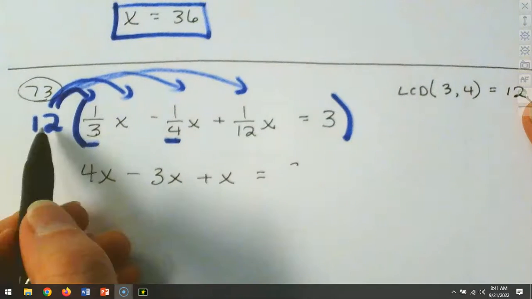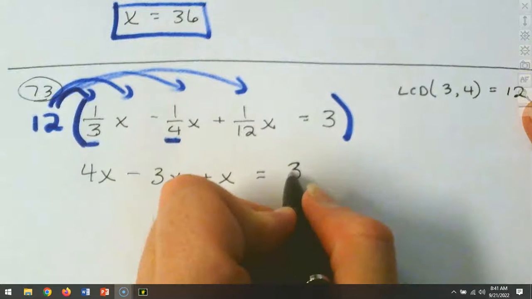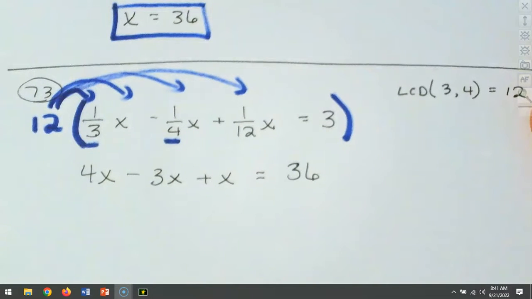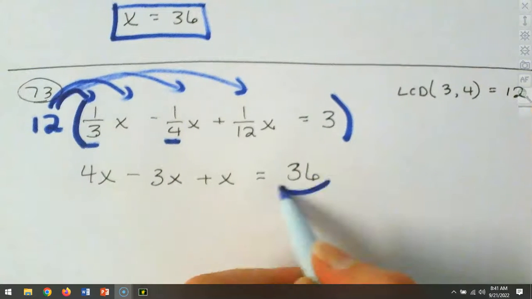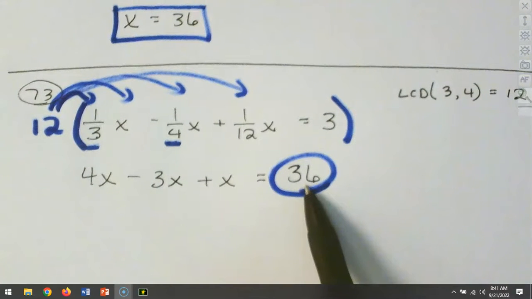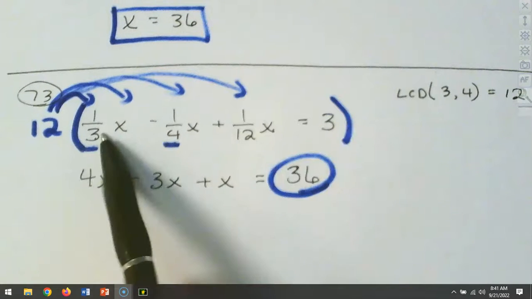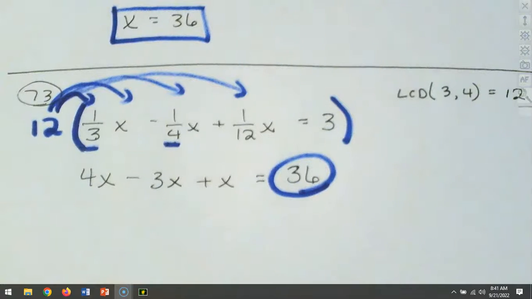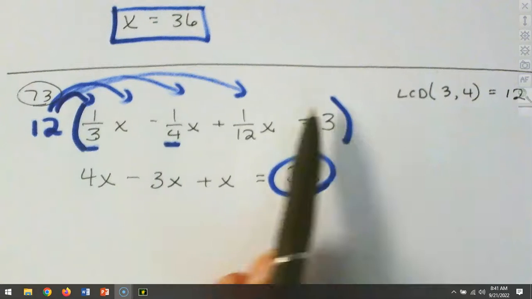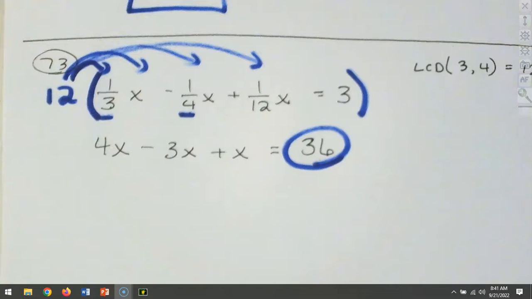It equals not 3. 12 times 3 is a what? 36. Where do students make a mistake? The most commonly made mistake is right here. Someone will write down 3. It's not 3. What do we have to do? Draw our arrows. It goes through each and every part. Each piece gets the 12. So make sure that you write 12 times 3, which is that 36. Now what can we do?